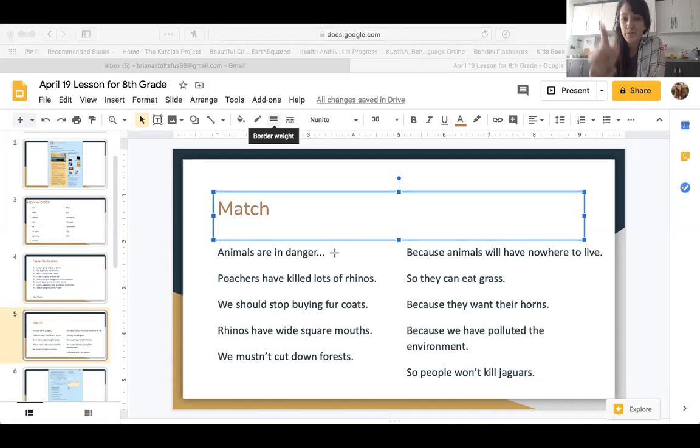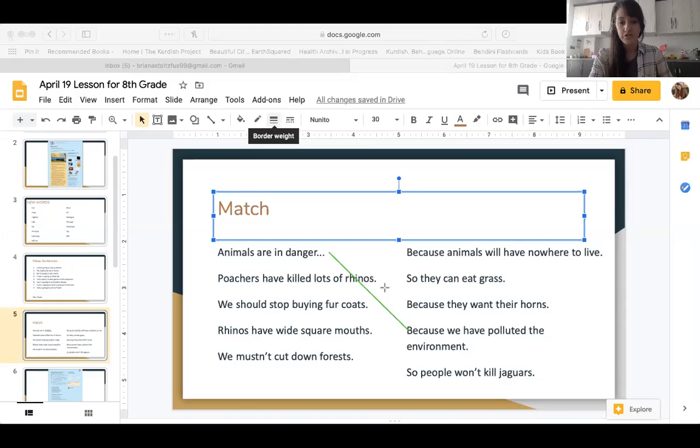Do you know the answer? Point to it. The answer is animals are in danger because we have polluted the environment. Remember, environment is whatever is around us. Our environment is a city with buildings and streets. Animals need an environment of grass and trees. Because we have polluted, destroyed the environment, animals are in danger.